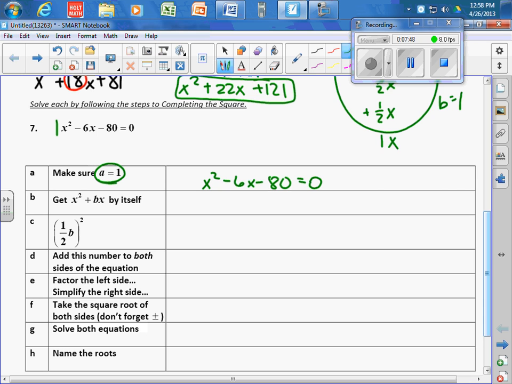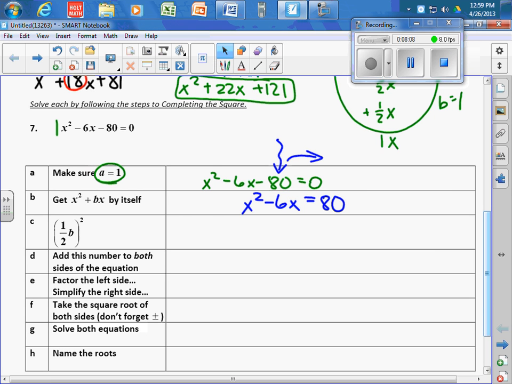Now, the x squared plus bx, we want it by itself. In other words, we need to take c and get it to the other side of the equal sign. How are we going to do that? We're going to add 80 to both sides. So we have x squared minus 6x equals 80.